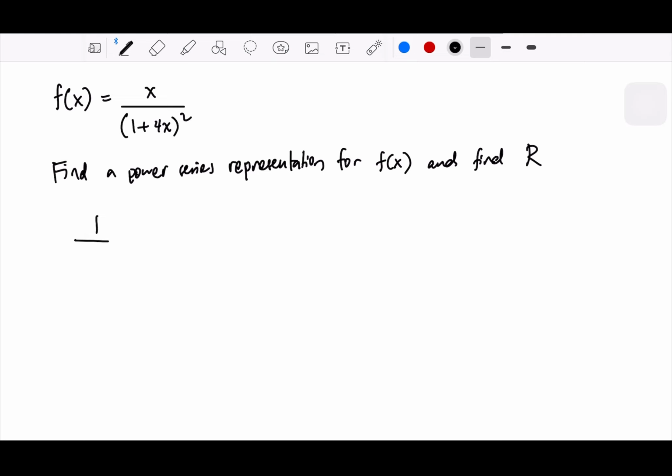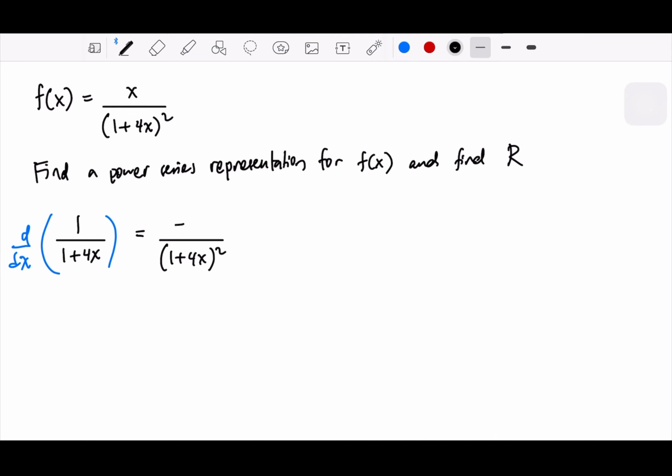So probably we can start with writing this 1 over 1 plus 4x, okay? And then take the derivative. This will result in the bottom being squared, right? But it has a negative, right? So it will be negative 4, okay? Well, it seems the bottom equation is okay, but we have this negative 4. So what we are doing, we can multiply with something to force it to be equal. Okay.